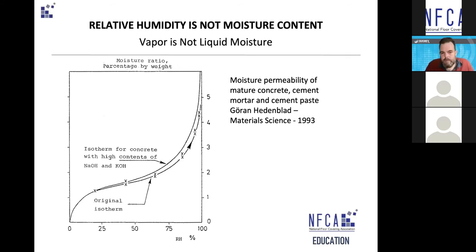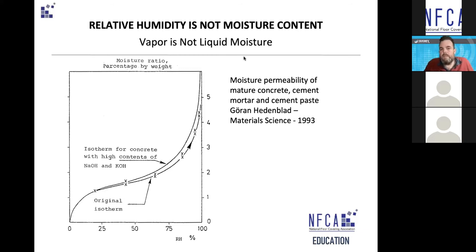And this becomes really important as we get to the top of this chart. As we get above 90% RH up at this end, we can see the difference. The moisture could be 4.5, or it could be over 6% moisture content. And that is critical when you're using relative humidity to identify if the concrete is sufficiently dry.